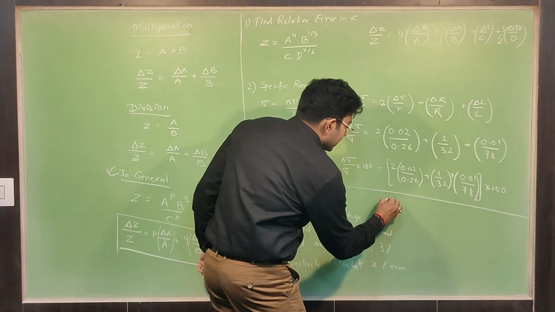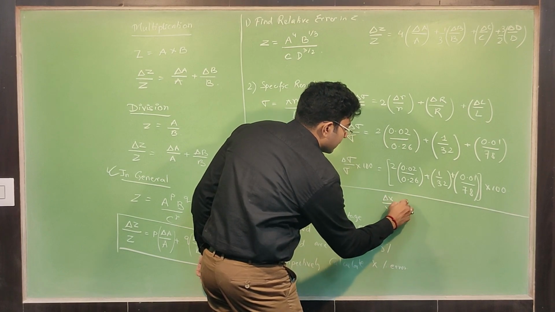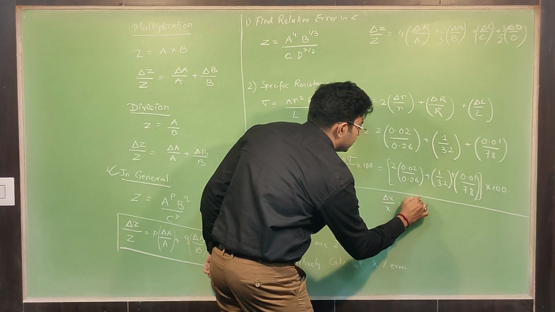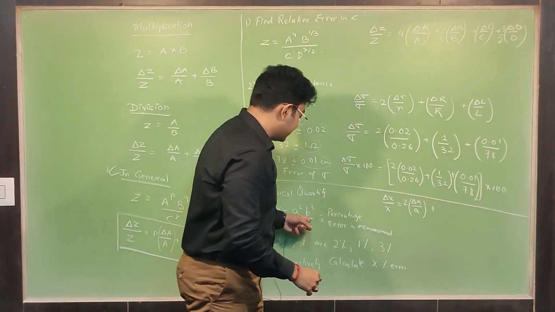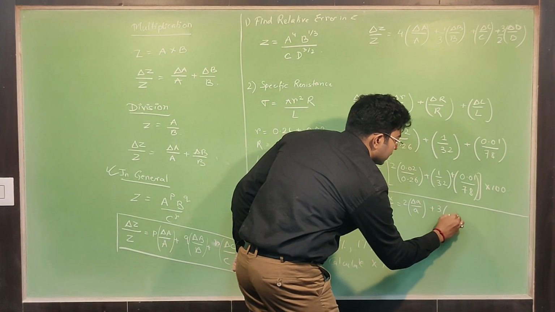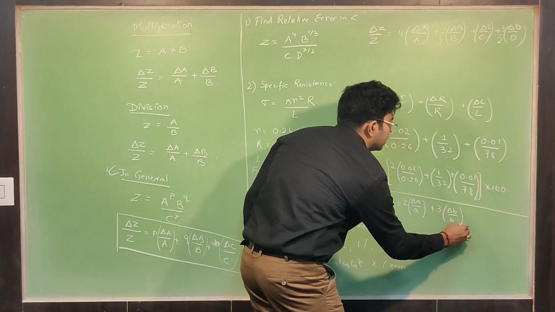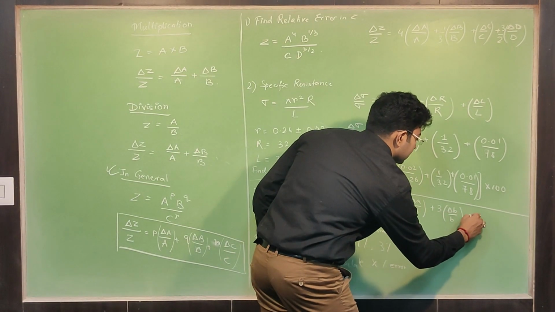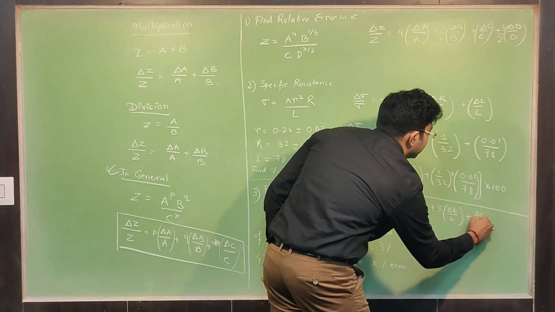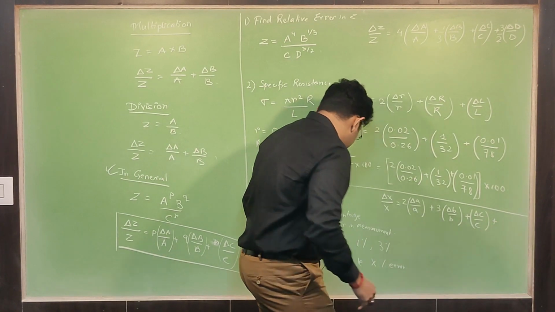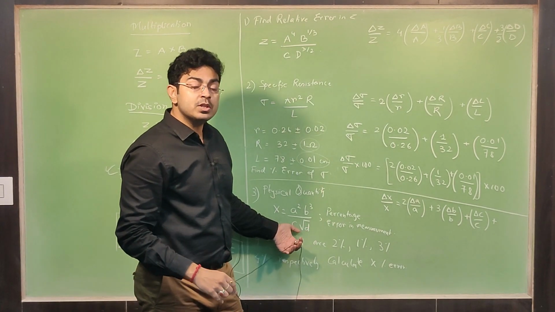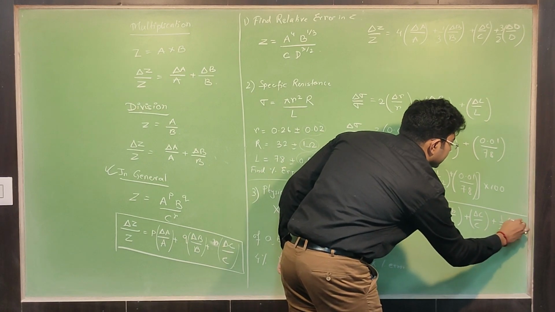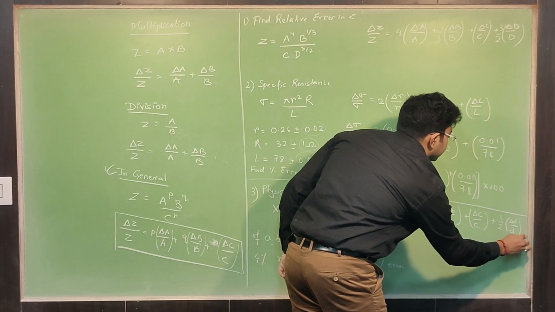So delta x by x will be delta a by a into 2, plus 3 delta b by b, plus delta c by c, plus d to the power root, which means half. D to the power half. So half will get multiplied with delta d by d.